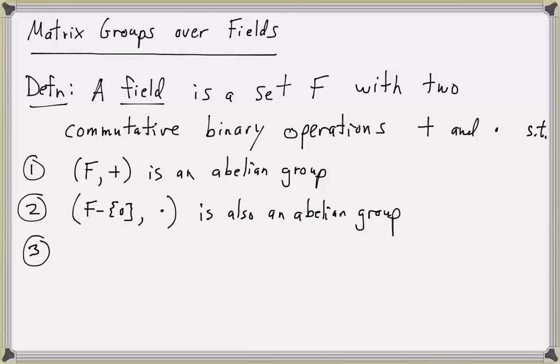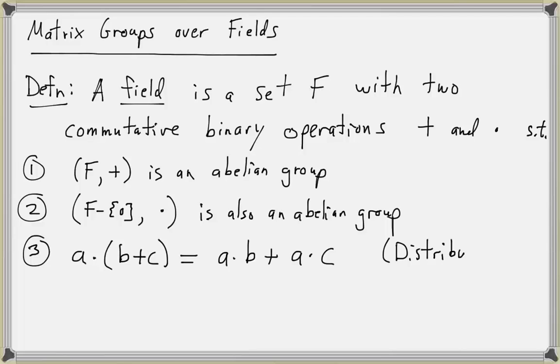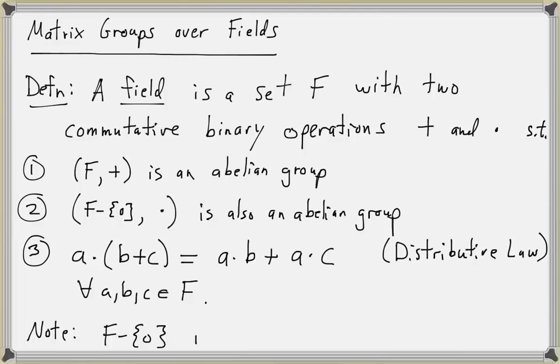Thirdly, we have the distributive property: A times (B plus C) equals A times B plus A times C. So we have this distributive law in any field, for any elements A, B, and C in the field F. The non-zero elements of any field are denoted by F with an X in the exponent.